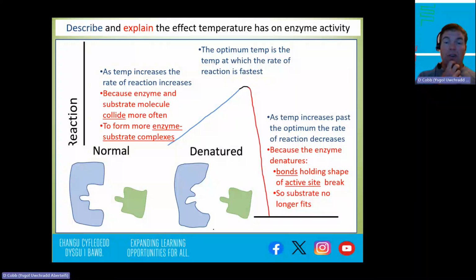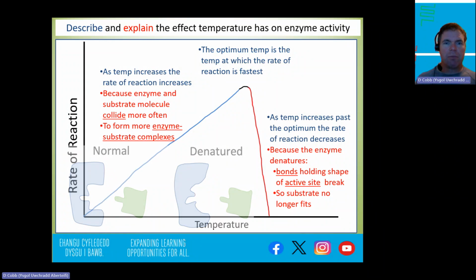And if it's 3 marks that are required and it's an explain, well, as well as saying denatured, you need to then give detail of what that means. The bonds holding the shape of the active site are broken and the substrate no longer fits. So you just need to be conscious of the number of marks being awarded, and the information that's already being given to you, because you will not get marks for giving information that's already been stated in the question.